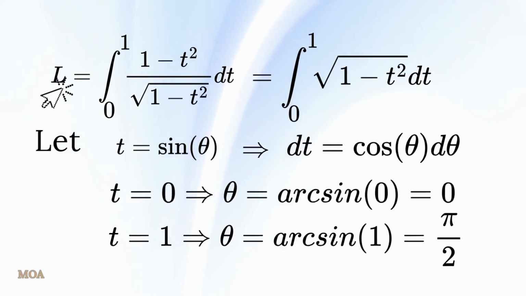Now, let us evaluate the integral L, which is defined as the integral from 0 to 1 of the quantity 1 minus t squared, divided by the square root of 1 minus t squared, dt. After simplifying the integrand, this yields L equals the integral from 0 to 1 of the square root of 1 minus t squared dt. To solve this, let t equal the sine of theta. This gives dt equals the cosine of theta d theta.